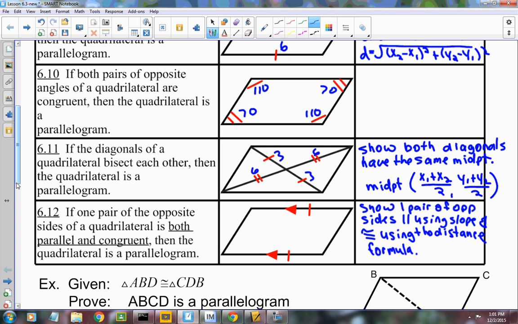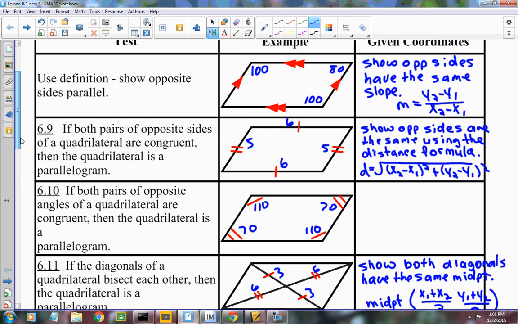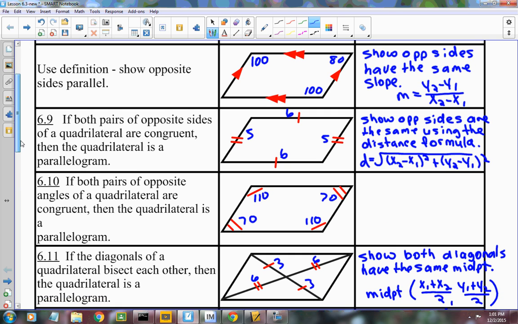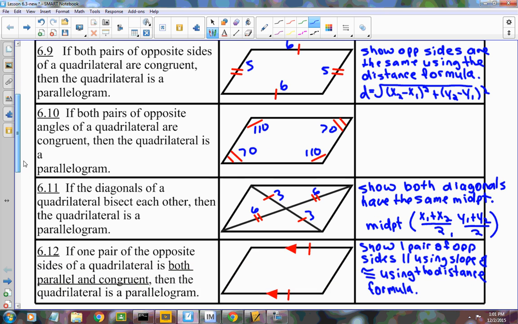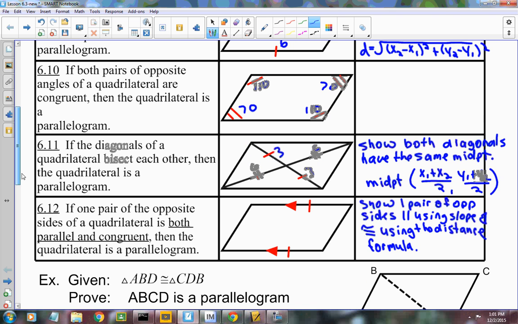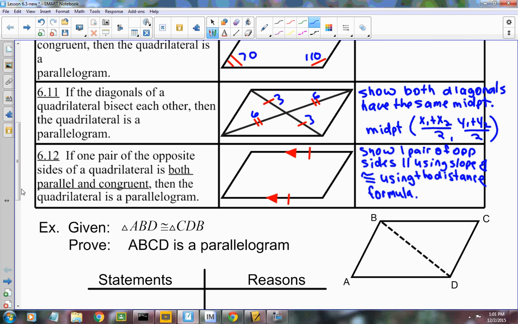So 5 different tests that we could do. We can show opposite sides parallel, that's using the slope, or the angle measure, depends on what you're given. Show opposite sides congruent, might have to use the distance formula. Opposite angles congruent, the diagonals bisect each other. And last, one pair of opposite sides both parallel and congruent. Those are our 5 tests.